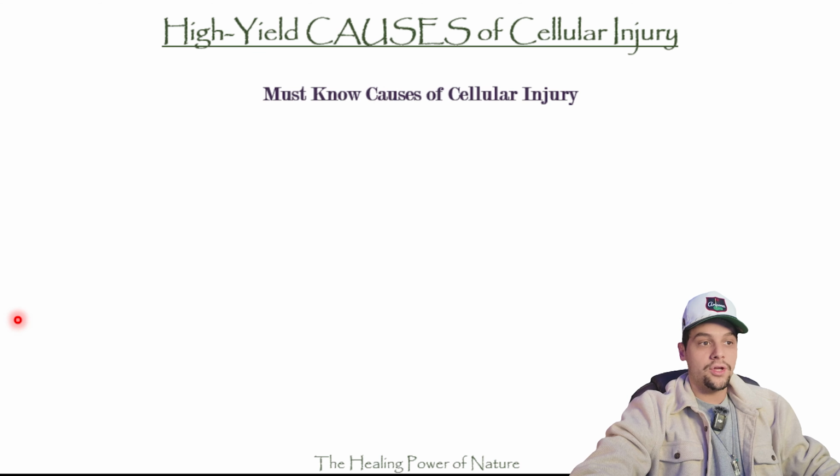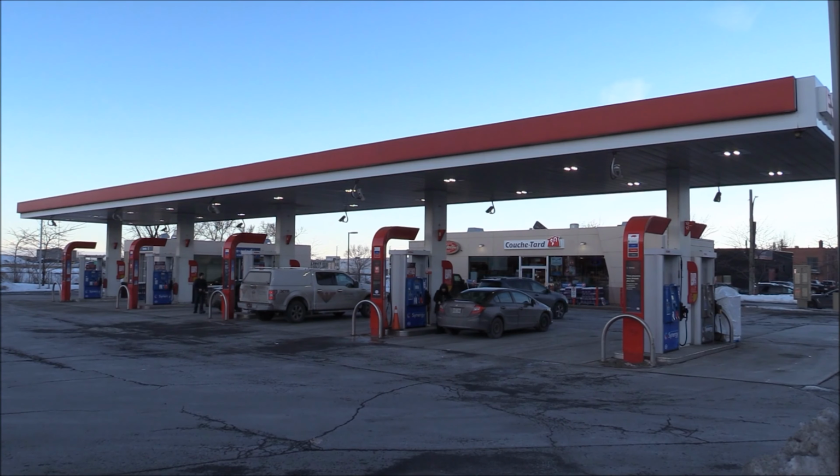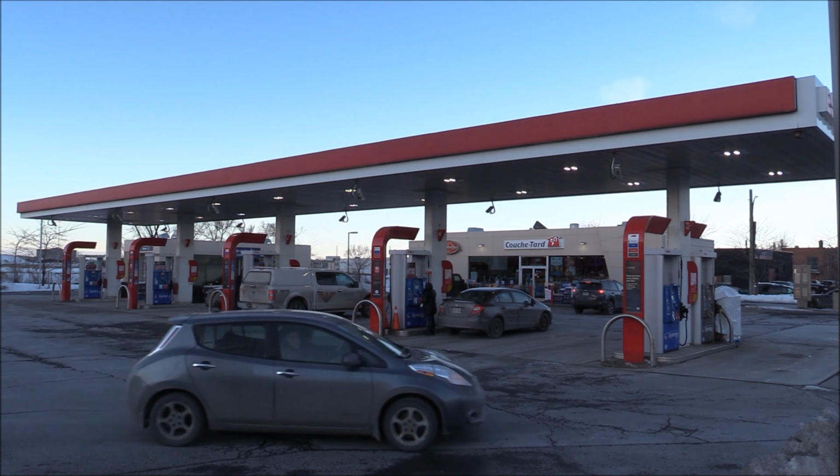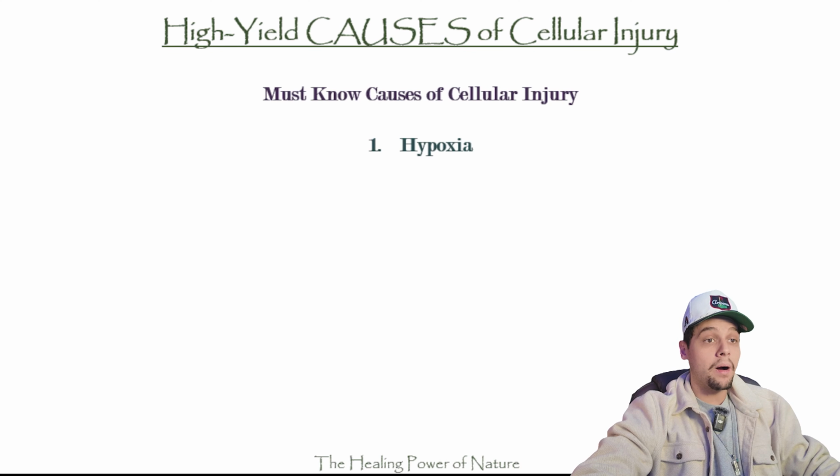Must know causes of cellular injury, okay? All of these are going to be very high yield, and we're going to go ahead and start planting seeds on different disease processes. We'll have videos talking about each of these. Hypoxia means low oxygen deprivation. So think of a car running out of gas. Without oxygen, cells can't fuel their engines, the mitochondria, for energy production. Hypoxia decreases ATP production, leading to cell dysfunction.